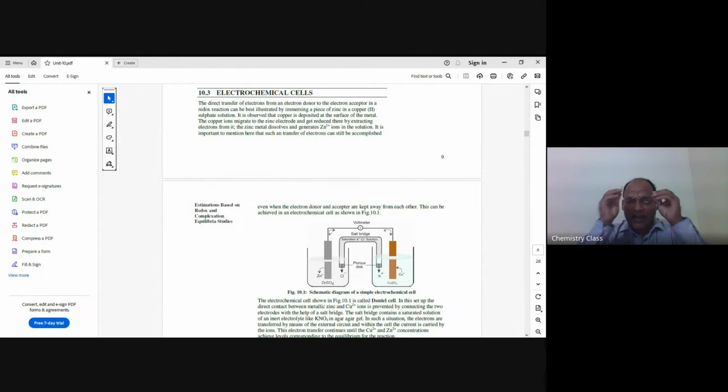The electrochemical cell is the cell which converts chemical energy to electrical energy. That system is known as the electrochemical cell or electrochemical system. So that means you will use your chemicals, and you will get the electrical current. So here the flow of electrons will be there.